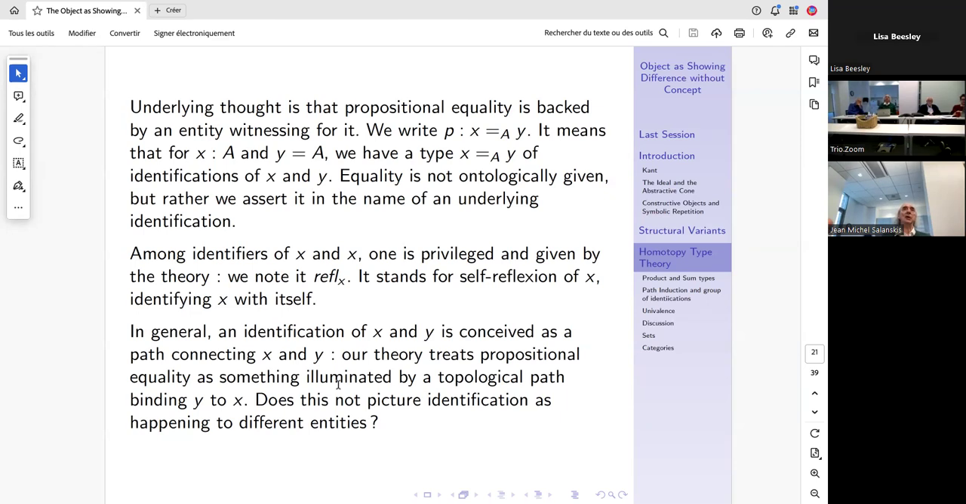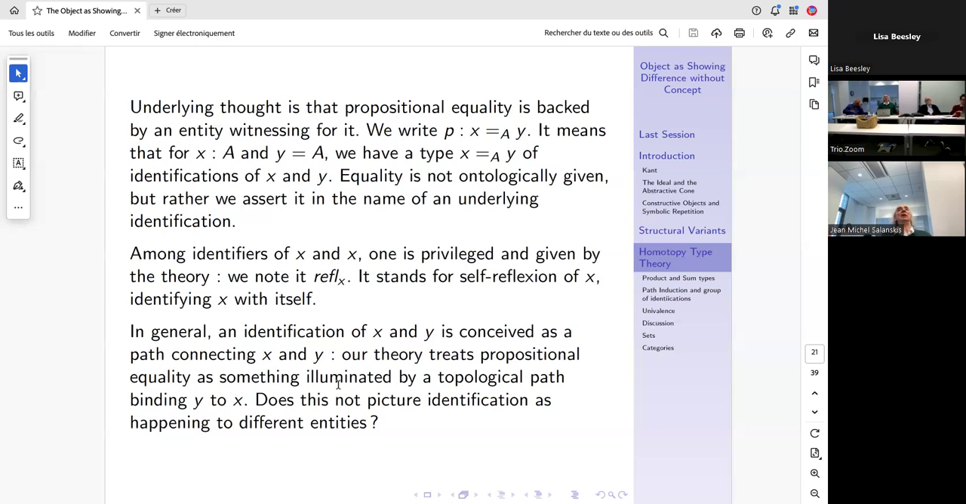And so we have the great new idea, which is that for any two objects within a type A, we have a new type, which is the type of identifications of these two objects. And among identifiers of x and x, one is privileged, given by the theory, and written refl_x, and it stands for self-reflection of x, identifying x with itself. So it's the identifier of identity, refl_x.